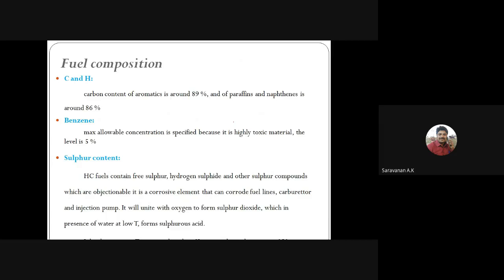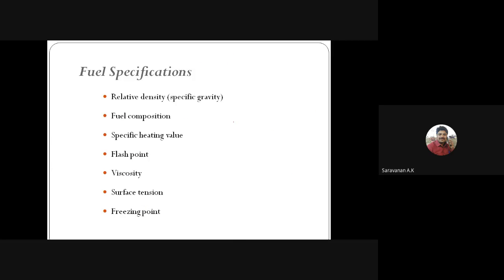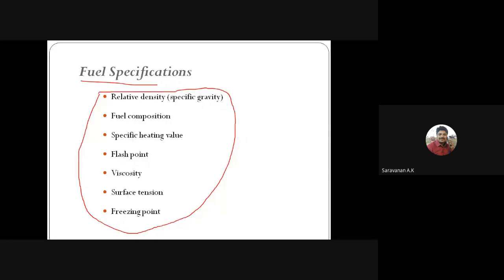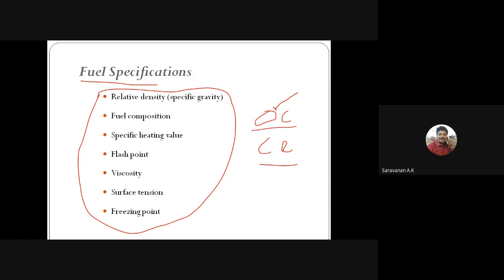Okay, right? So we can stop here. Next class we can see the other fuel properties and the specific fuel properties, that is the octane number and the cetane number. Just a light introduction about octane and cetane number: octane will be used for the SI engines and the cetane number will be used for the CI engines, right? It is for the petrol and it is for the diesel.